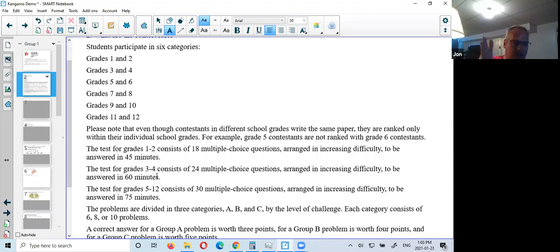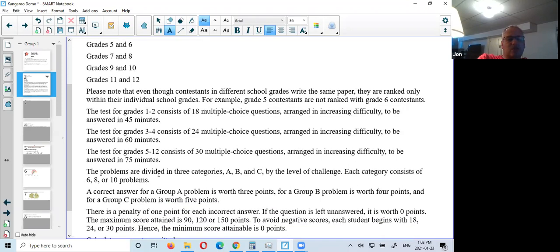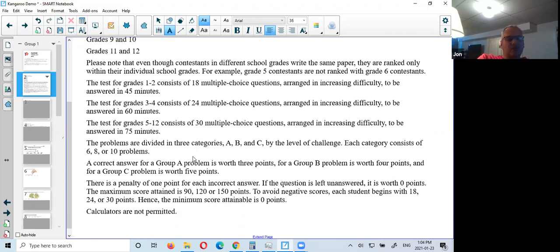And again, there are 8 questions in each group. The first group is 3-point questions, and then 4-point questions, and then 5-point questions. And then if you're in the grade 5 and 6 group, then you have to do 30 questions, but you have 75 minutes, and 3 groups of 10, and still 3 points for the first group and 4 points for the second group and 5 points. The scoring's a little bit different. If you leave a question blank, it counts for 0. But if you get them wrong, you lose 1 point. So all the wrong answers, they take 1 point away.